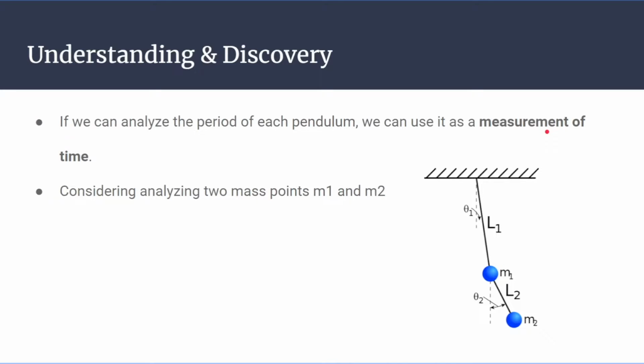If we simplify a double pendulum as a system of two mass points and two strings of no weight, which is shown on the right side, we can analyze the period of the system by calculating the motion of two mass points with two strings that constrain their trajectory. So we consider analyzing two mass points M1 and M2. However, let's move on to the next page.